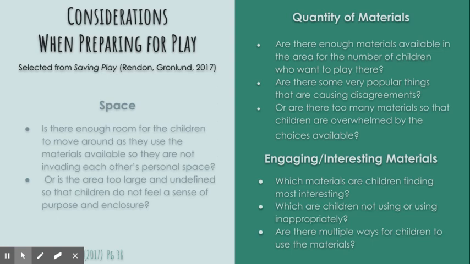You can also change out materials in different areas. One of the situations that they discussed in this book, Saving Play, was if you have a sensory table, you can move dry sand and replace it with wet sand or rice to switch things up. It says maybe if you have a science area, it could be better if the children can go on a nature walk outdoors and collect leaves and sticks and other items and decide how to use them.